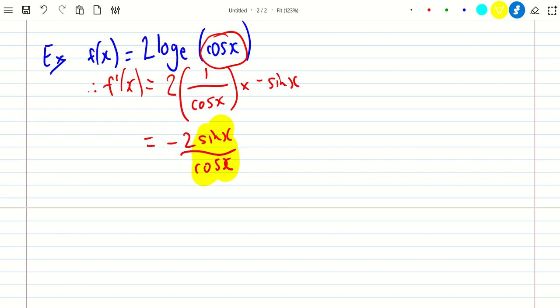Hopefully you see that sin x over cos x is tan x, and so that's equal to negative 2 tan x, which is our most simplified solution we can get.